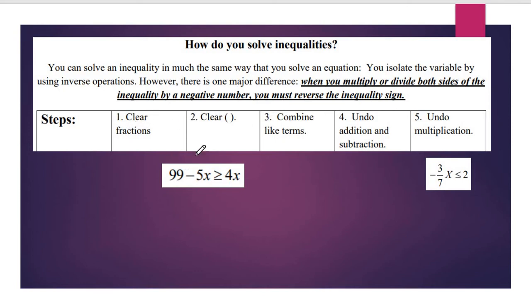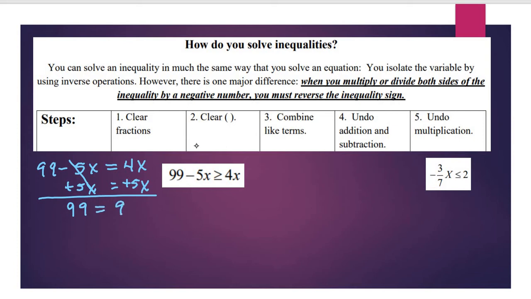So here are the same set of instructions that we use for solving an equation. If I were to take this first one right here and put 99 minus 5x equals 4x. Now I can put plus 5x, plus 5x. This cancels out, and I have 99 equals 9x. Divided by 9, and so x equals 11.